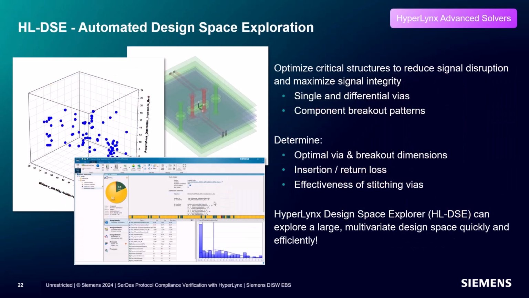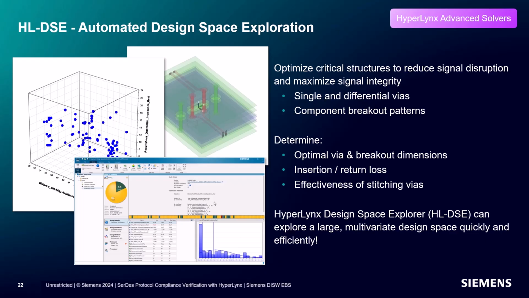Vias and component breakouts comprise only a small fraction of a net's overall length, but they account for most of the reflections and crosstalk that impair signal quality. If you consider the dimensional parameters that you can vary during design, there are tens of thousands of possible design permutations, far too many to consider individually. Hyperlynx's DSE lets you define key performance metrics that you want to optimize, and then explore huge design spaces quickly to find the best trade-offs for your design. It's ideally suited for optimizing recurring structures like vias and component breakouts.